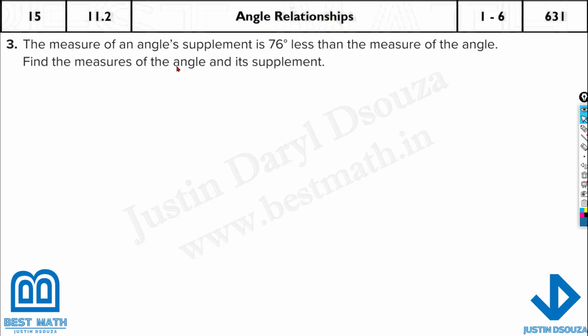Here they have told the measure of an angle's supplement is 76 degrees less than the measure of the angle. Now let's take one angle as X. 76 degrees less than the measure of this angle, X minus 76, is the other angle. There are two, so what we do over here is X plus X minus 76.